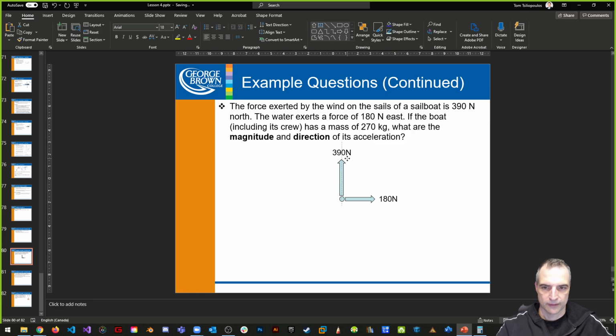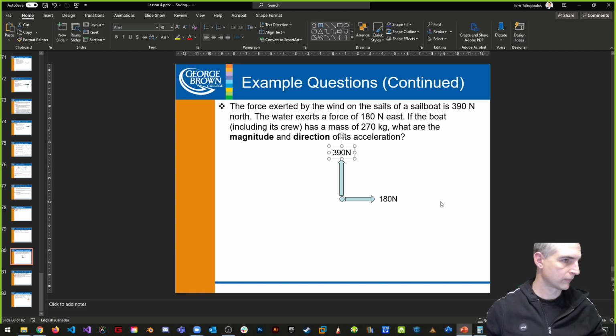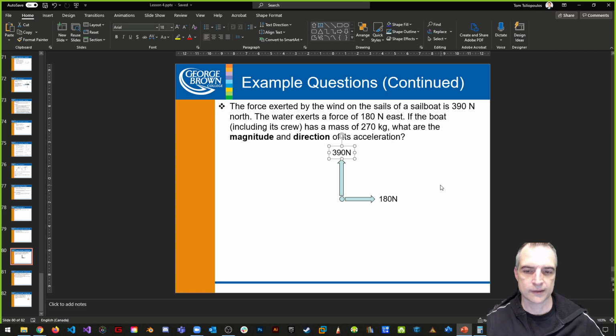Guys, it says the water exerts a force of this on the boat, and we know the mass is 270 kilograms. What are the magnitude and direction of its acceleration? We know there's acceleration because we have force. Force and acceleration are directly proportional to each other, right? So we have an acceleration across the x-axis and across the y-axis, right?